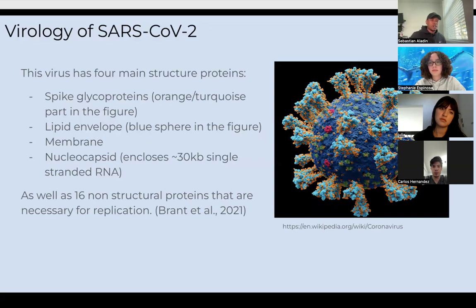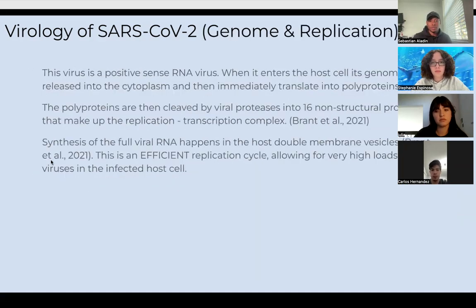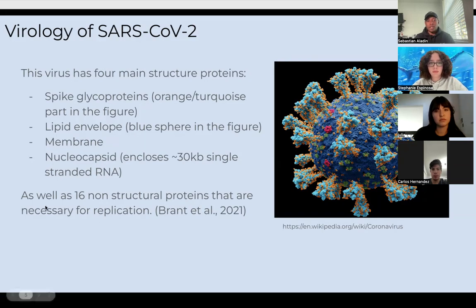So, the virology of SARS-CoV-2. There are four structures that are important for this virus. We have the spike glycoproteins, which you can see in this figure as the turquoise and orange parts. The lipid envelope is the blue sphere, as you see in this figure that I got off Wikipedia. And the nucleocapsid is inside the membrane, which encloses 30 kb single-stranded RNA, as well as 16 non-structural proteins that are necessary for replication.